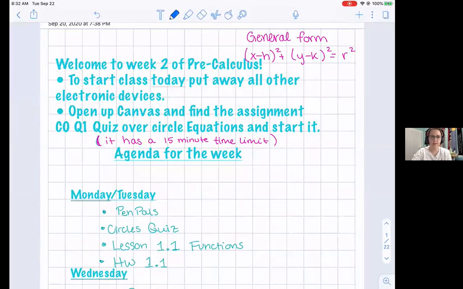Y'all are taking the quiz on Canvas. CO Q1 quiz over circles equations. Don't use anything aside from a calculator. It's going to have a 15-minute time window.